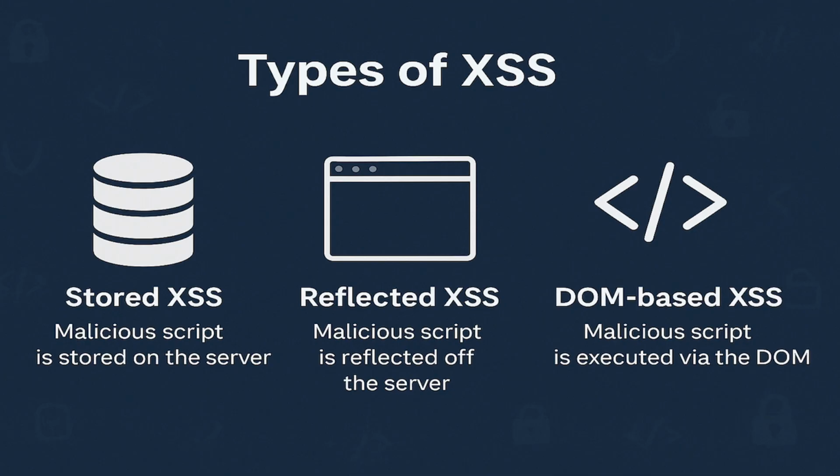Now, there are three main types of XSS you should know about: stored, reflected, and DOM-based. First up, stored XSS. This is when a malicious script is saved in the website database. Every time someone views the page, the script runs automatically. Next is reflected XSS. This happens when the script is reflected in a server response, usually via a URL parameter, and sent right back to the browser.